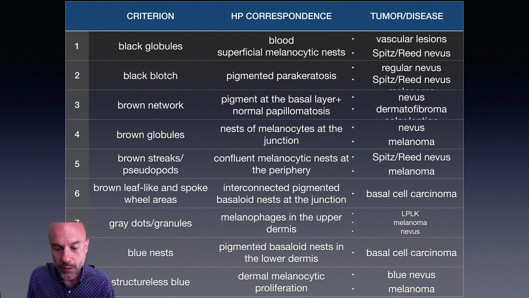So structureless blue corresponds to dermal presence of melanin and might diagnostically be associated with blue nevus or melanoma, and blue nests correspond to pigmented basaloid nests in the lower dermis, diagnostically very strong feature for basal cell carcinoma. Okay, this is an overview of the main criteria we see in pigmented tumors, and this information in my view is very important as preliminary basic knowledge for other presentations that will follow and will focus on specific diagnosis.